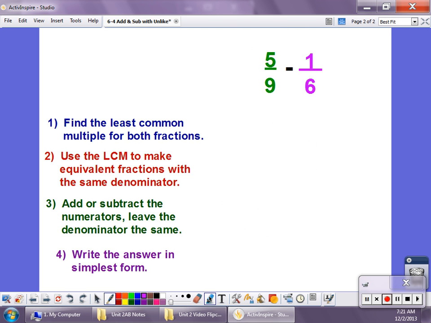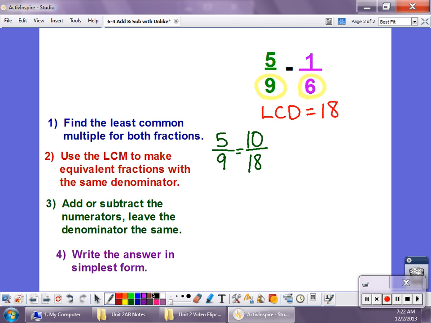Same idea. The first thing you want to do is make sure you have a common denominator, which we don't. Since we don't, we need to figure out what our least common denominator would be. And for 9 and 6, the least common denominator is going to be 18. So I'll change this first fraction, 5/9, to a fraction with a denominator of 18. 9 times 2 is 18, so 5 times 2 is 10.